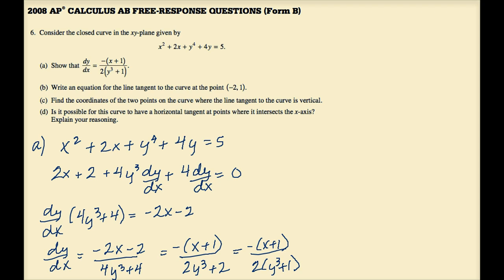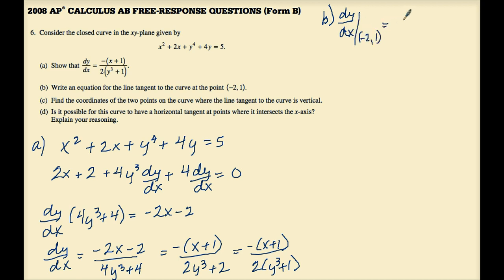For letter B, we're asked to write an equation for the line tangent to the curve at the point (-2, 1). Well, to write an equation of a tangent line, we need two things, a point and a slope. We are given the point, but we need to know the slope at that point. So we need dy/dx at (-2, 1).